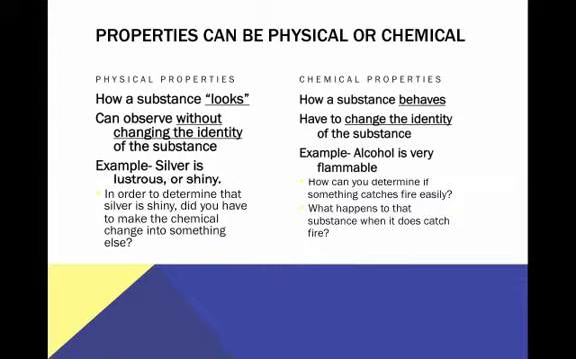Okay, so chemical properties is how a substance behaves, or how the identity of the substance changes, or what we have to do to change it. Okay, so an example is that alcohols are flammable. Okay, so we could determine that if something catches fire very easily in the lab. Okay, and we can make observations of what happens to the substance when it does come into contact with fire.